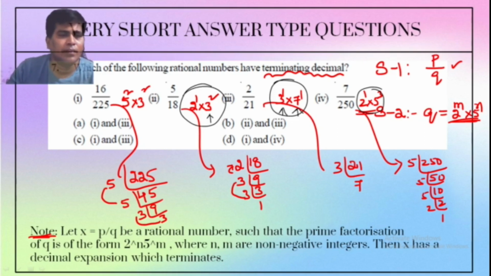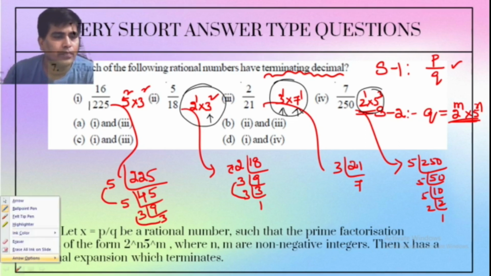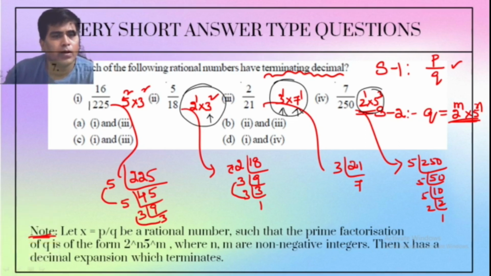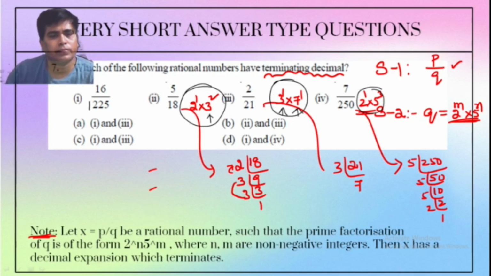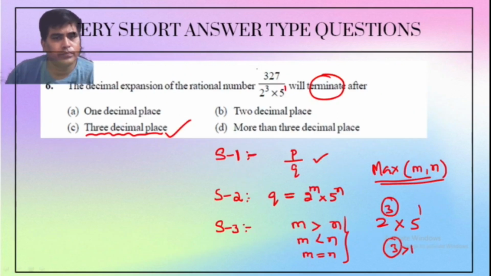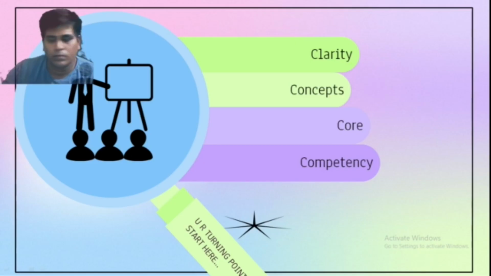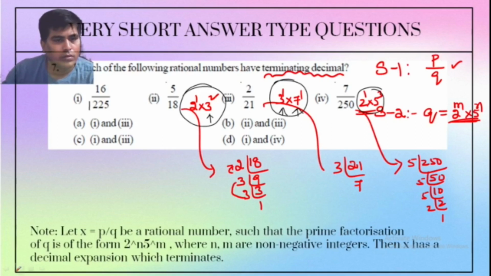But in the first question he has wrongly given the number as 225. It is 1225. So no problem, we will do this problem again. So 1225, we'll factorize it again. So what will we get here? Okay, so that is the number actually.